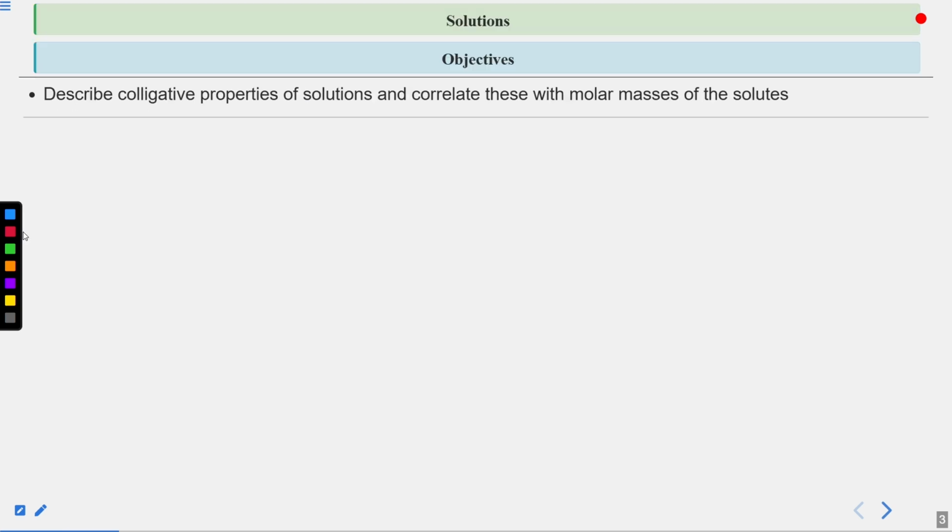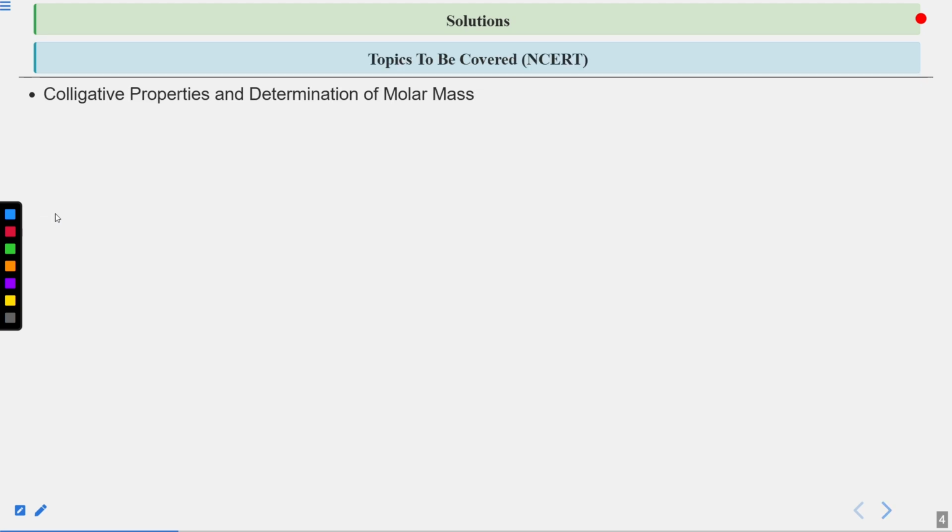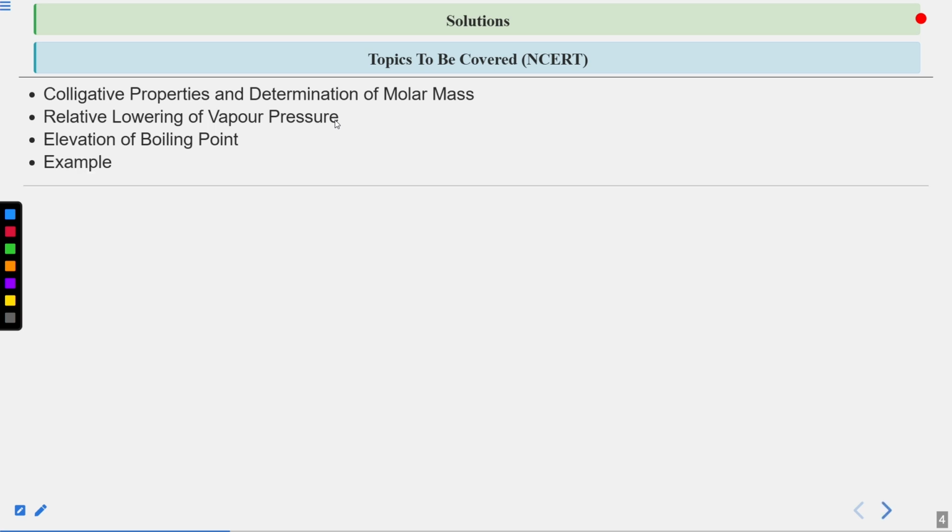In this lecture, our objective would be to describe some of the colligative properties related to solutions, and we will try to correlate them with the molar mass of the solutes. First of all, we will see what colligative properties are and how we can determine the molar mass from them. Second, we will see the first colligative property, which is relative lowering of vapor pressure, also known as RLVP. Then elevation of boiling point, and at last we will see some examples.